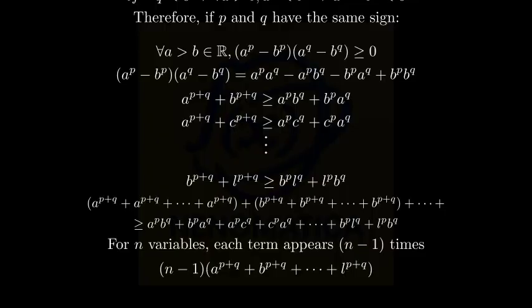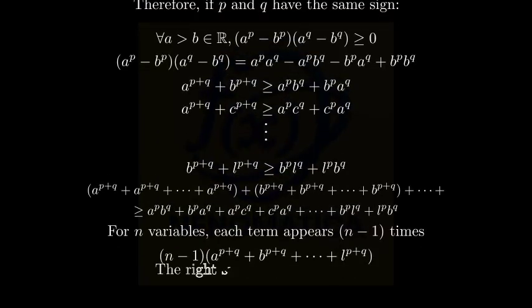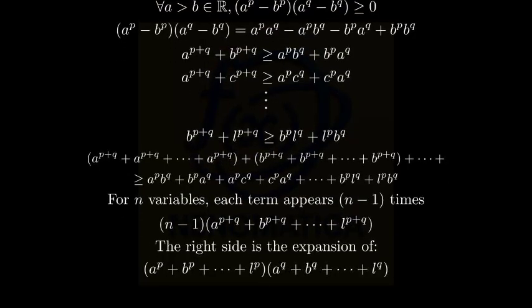Now, let's look at the right side of our inequality. We can recognize that the terms on the right side are exactly the expansion of the product of the sum of a to the power of p, b to the power of p, and so on, multiplied by the sum of a to the power of q, b to the power of q, and so on. So the right side can be written as the sum of a to the power of p, b to the power of p, and so on, multiplied by the sum of a to the power of q, b to the power of q, and so on.